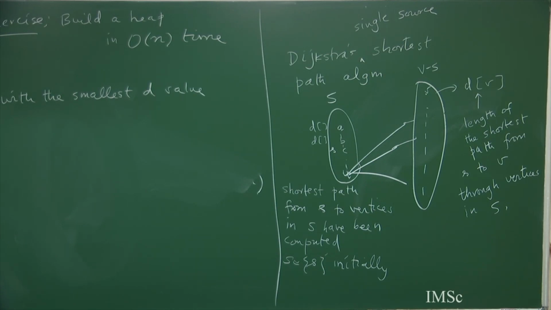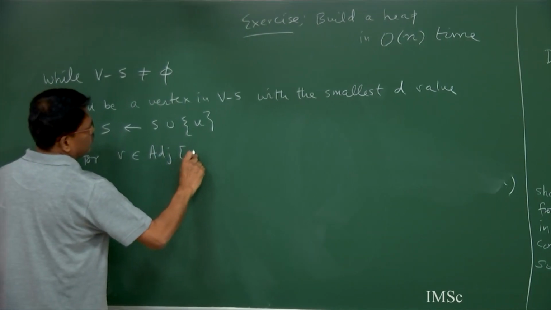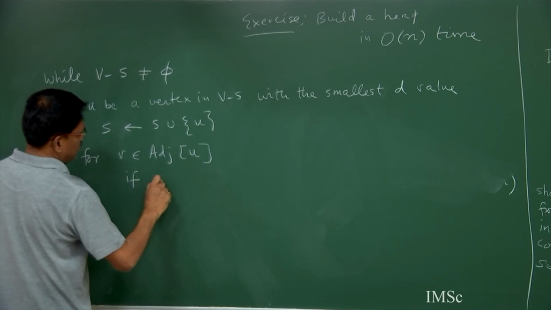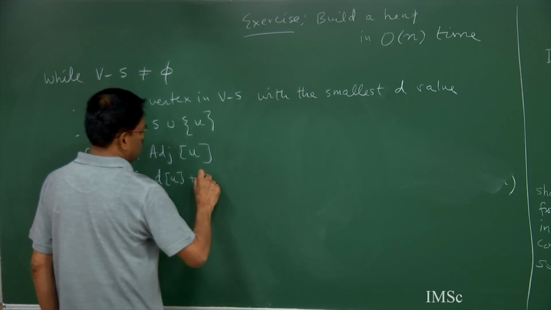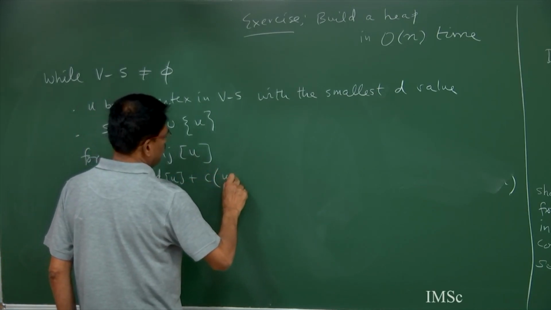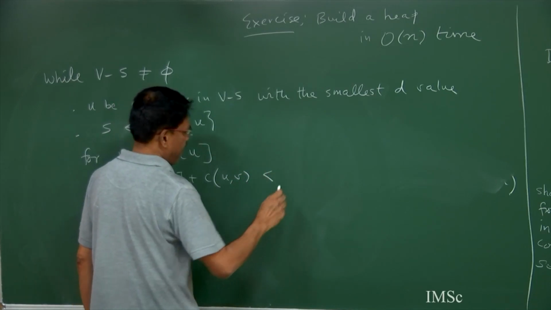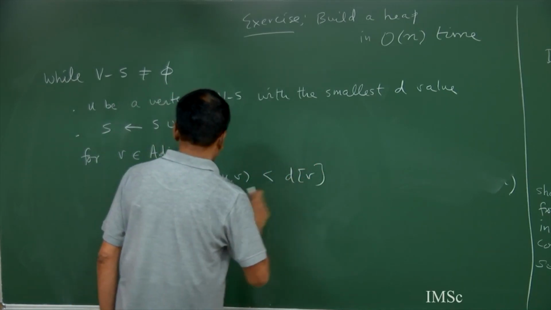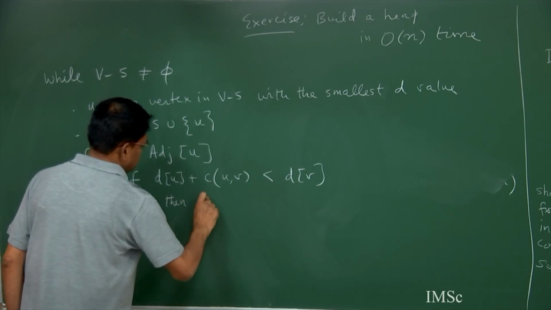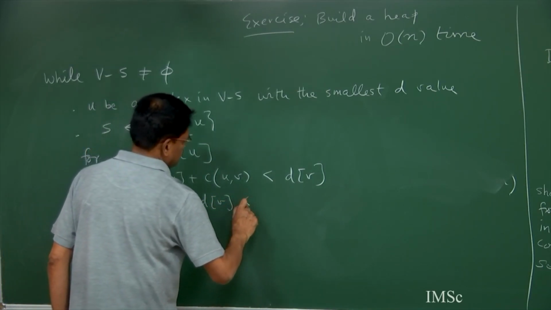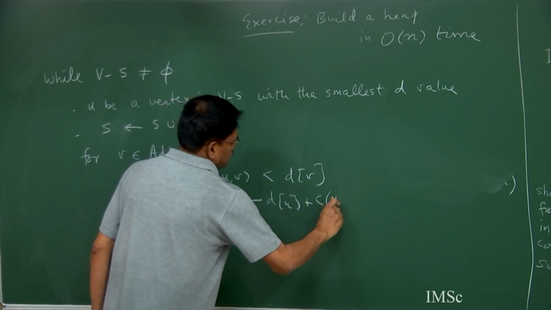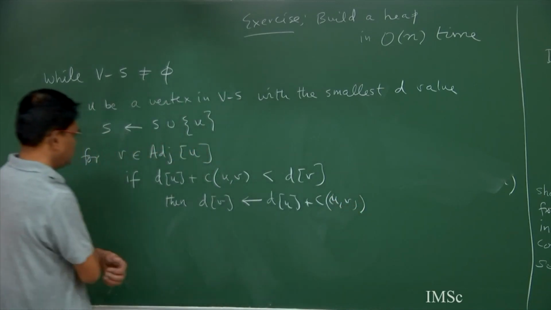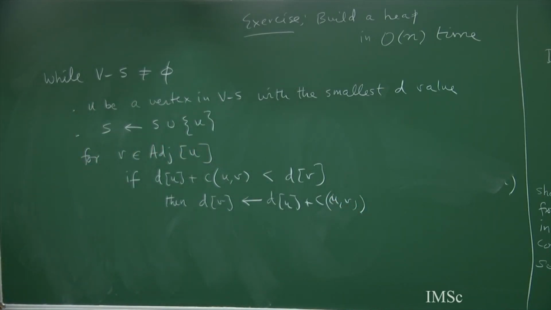For V in the neighborhood of U, if du plus the cost of uv is less than dv, then, this is it. This is the entire algorithm.